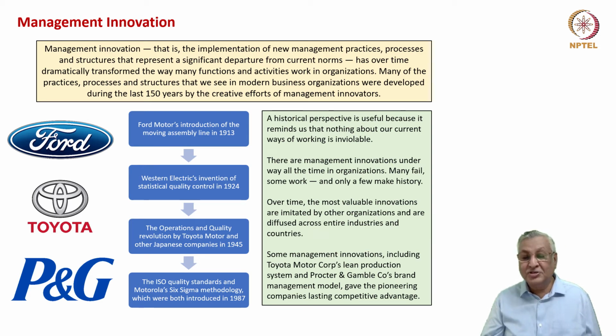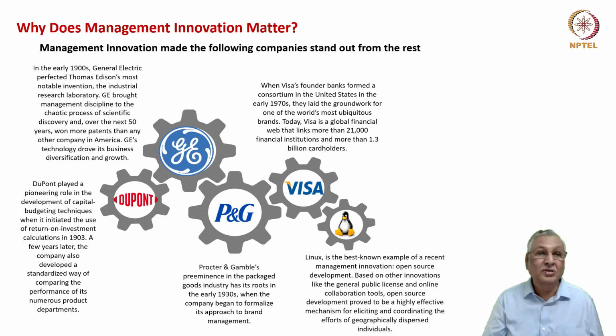Toyota Motor Corp's lean production system and Procter & Gamble's brand management model are two such evidences. Other Japanese companies and even Korean companies follow lean production and several other aspects of TPS, but only Toyota does it to the best possible extent. Again, that's because TPS was not a destination, it was a journey. Toyota continued to innovate both digitally and non-digitally in making TPS even more effective. So management innovation also cannot rest on its laurels. Management innovation is important because it makes companies stand out from the rest.